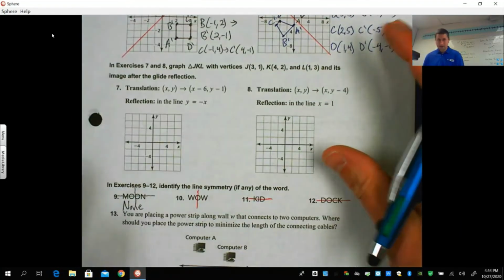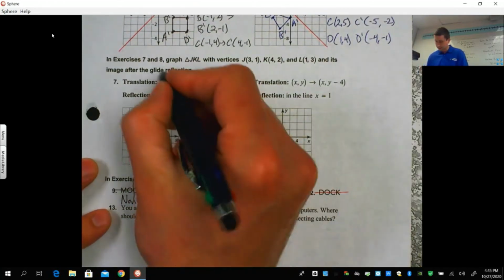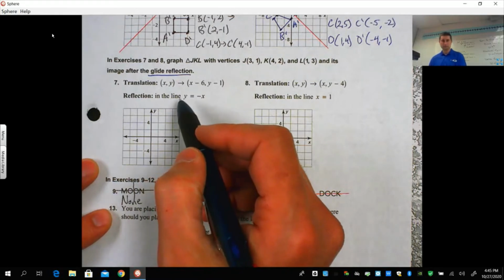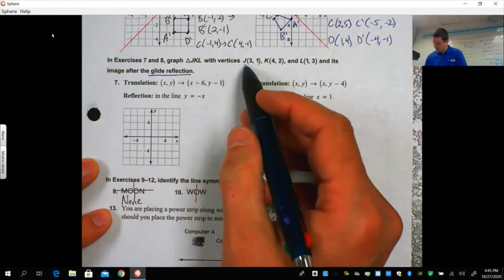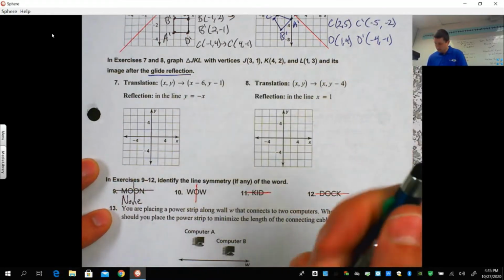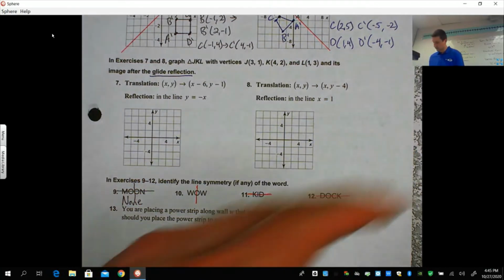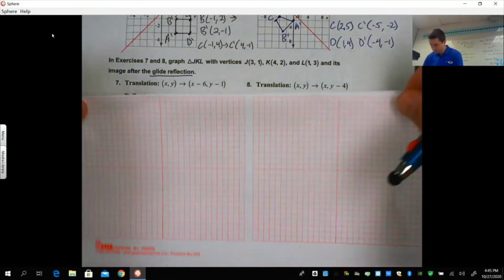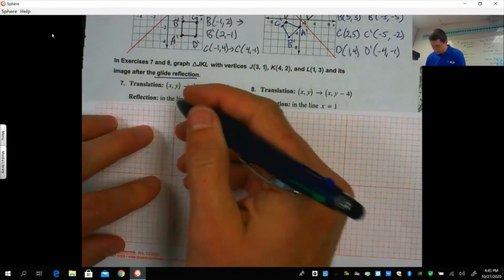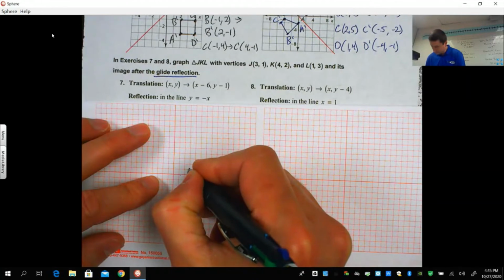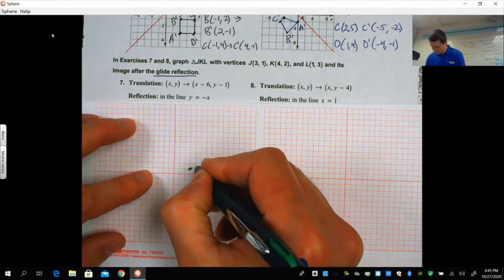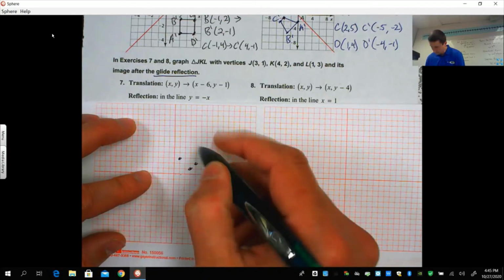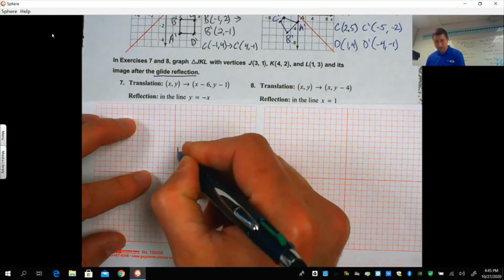Okay, we're getting there. Good work. These are the glide reflections. So notice we have a translation followed by a reflection. Okay, so we have the vertices J is at 3, 1. I'm going to do this again, use some other graph paper. J is at 3, 1. K is at 4, 2. And L is at 1, 3. We have J, K, L.